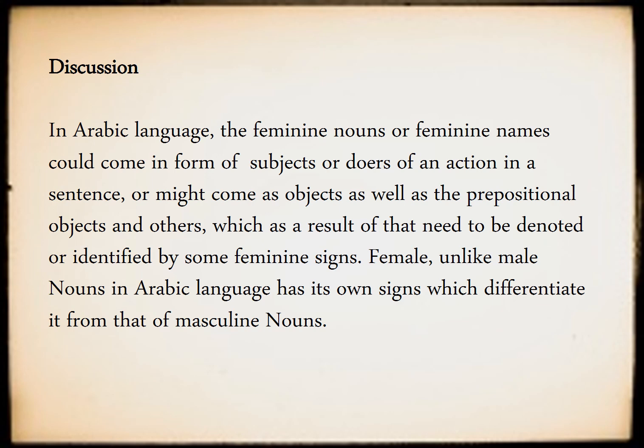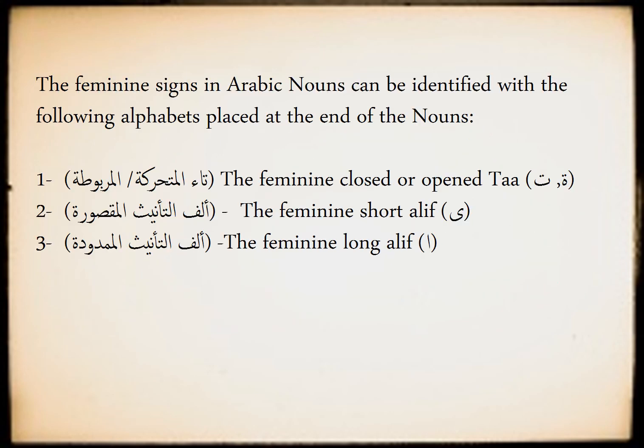Discussion. In Arabic language, the feminine nouns or feminine names could come in form of subjects or doers of an action in a sentence, or might come as objects as well as the prepositional objects and others, which as a result of that need to be denoted or identified by some feminine signs. Female, unlike male nouns in Arabic language, has its own signs which differentiates it from that of masculine nouns. The feminine signs in Arabic nouns can be identified with the following alphabet placed at the end of the nouns.